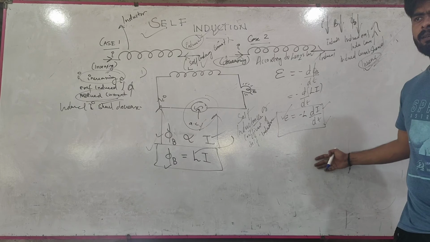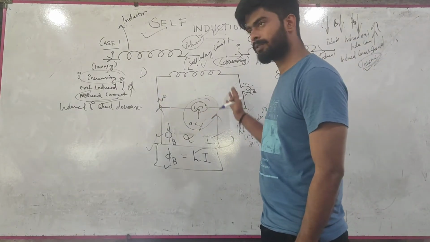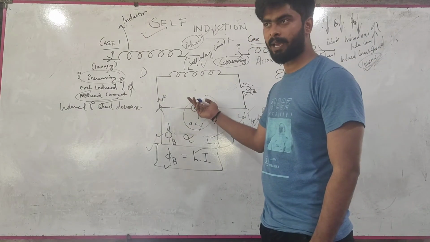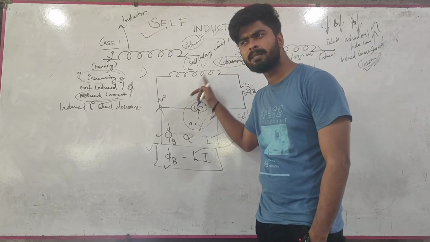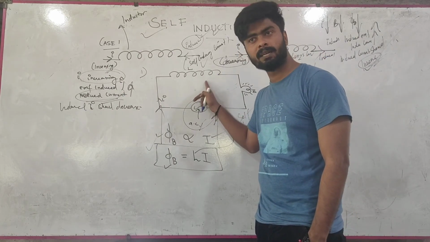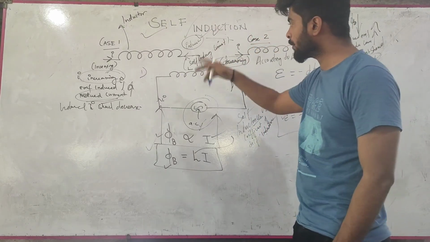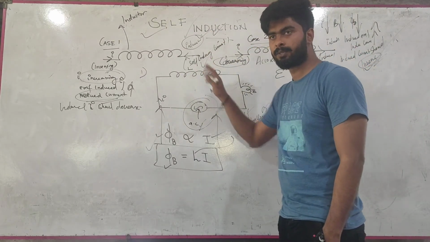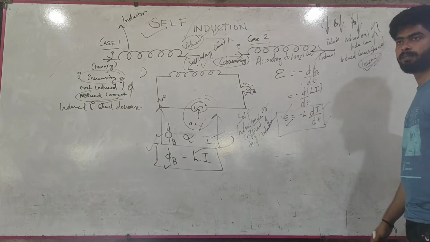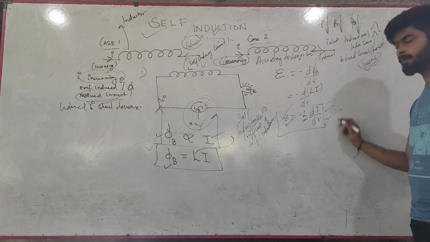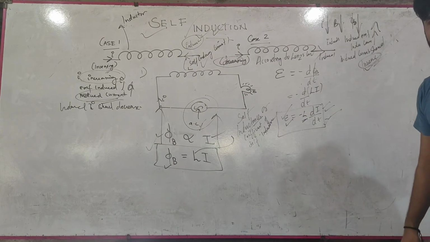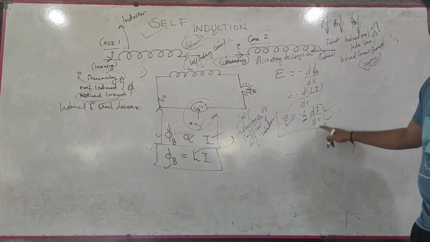Is it clear? Since the current is increasing through this coil, it's obvious that there will be changing magnetic flux, and hence an EMF will be induced in this coil. An induced current will be there in this coil. That is what is called self-induction, right? So if you want to know how much EMF has been induced, this will be the answer: E is equal to minus L di by dt. Is it clear?